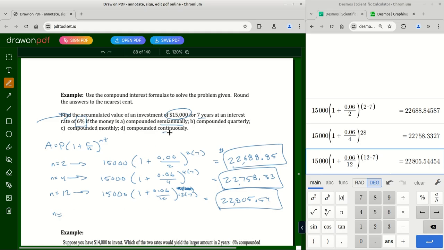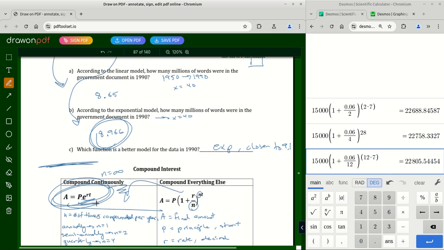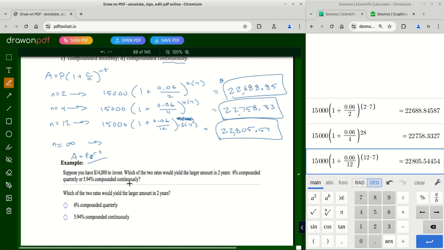So it says right here continuously, which means infinity, but it just means that you're going to be using the PERT formula. So that we call this the PERT formula. Okay, I call it the PERT formula because it looks like PERT. But it's just that formula up here, right there, the PERT formula. So I'm going to just plug it all in.